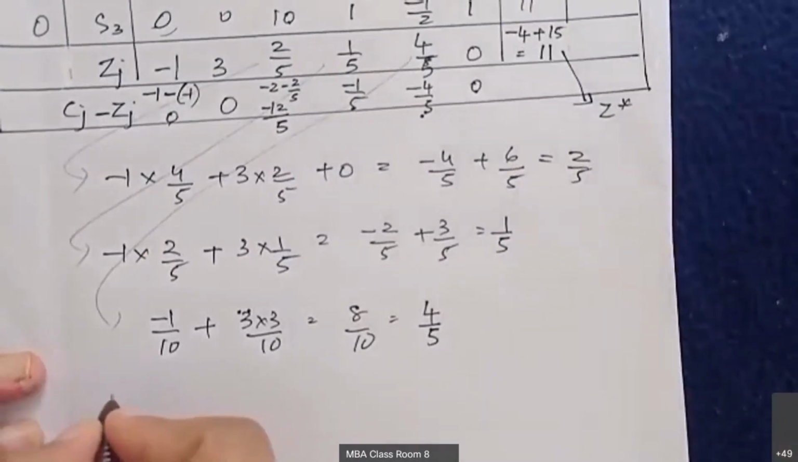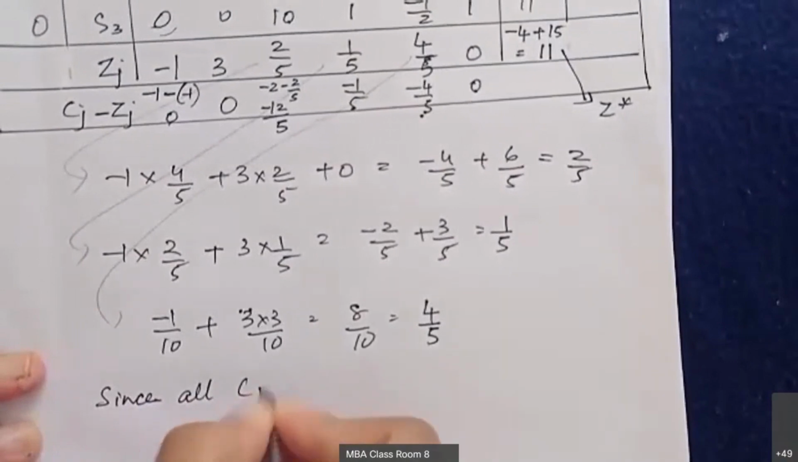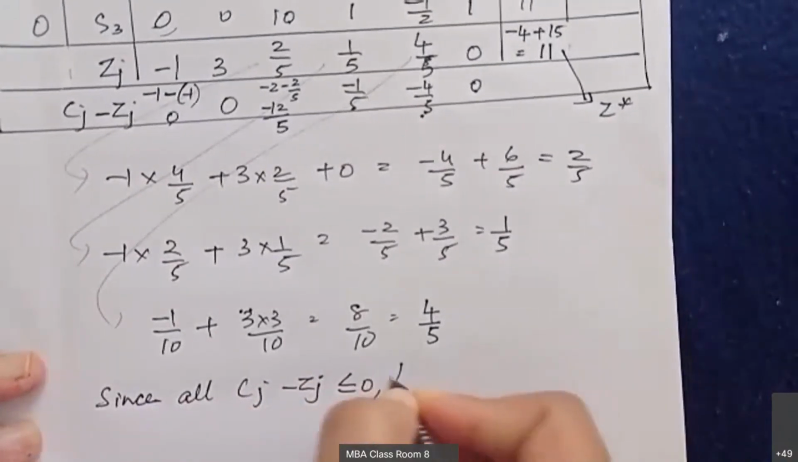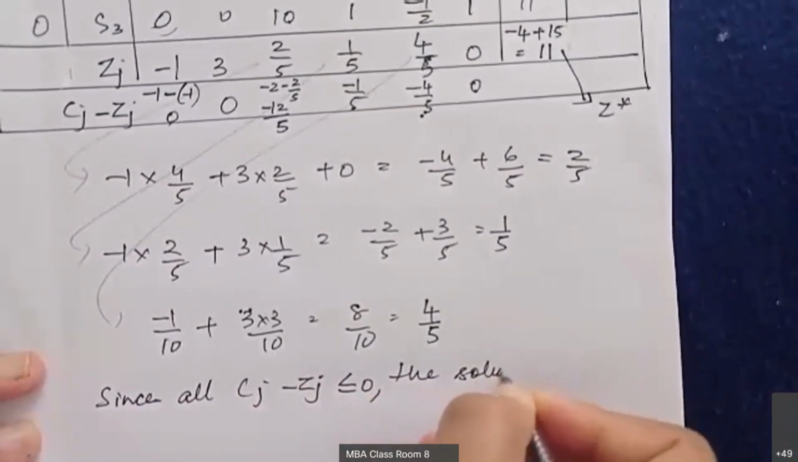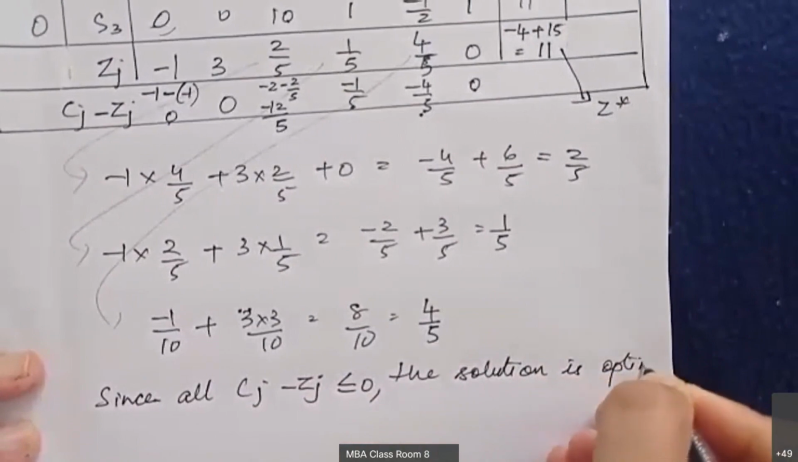Okay, I'll write it over here. Since all Cj minus Zj is less than or equal to 0, the above solution is optimal. Okay, above solution is optimal.